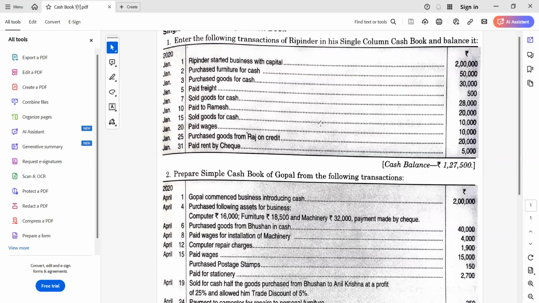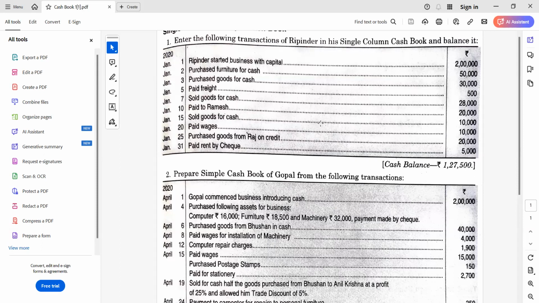Now, first of all, you have to see which transactions are in cash, not by cheque, not through bank, only cash. Okay, first thing you have to see this. Second, you have to see whether cash is coming into the business or cash is going from the business. So when you have considered these two things, then you can easily prepare the single column cash book.